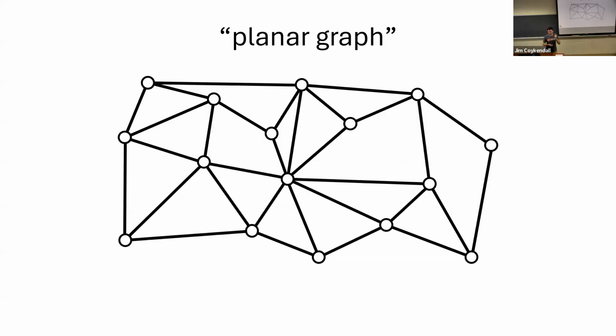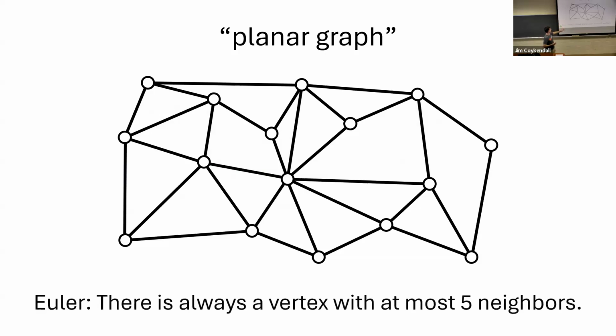It was Euler who showed that in any planar graph, there will always be a vertex that has at most 5 neighbors. I put it here. Here's one that has 5 neighbors. This one has exactly 5 neighbors. Most of these vertices don't have more than 5 neighbors. This one in the middle is very popular, but what Euler's saying is that they can't all be very popular. So it can't be the case that all of the vertices have 6 or more neighbors. That just can't happen in a planar graph.